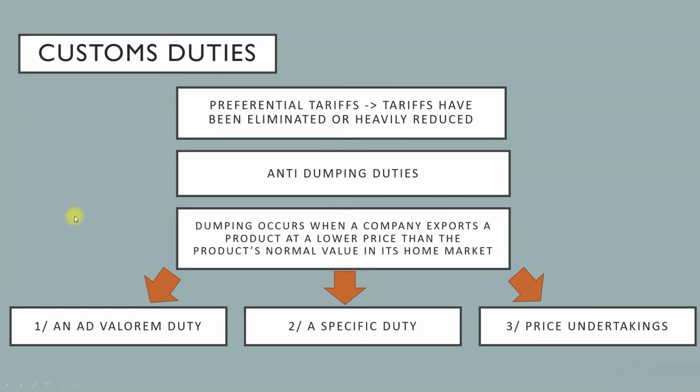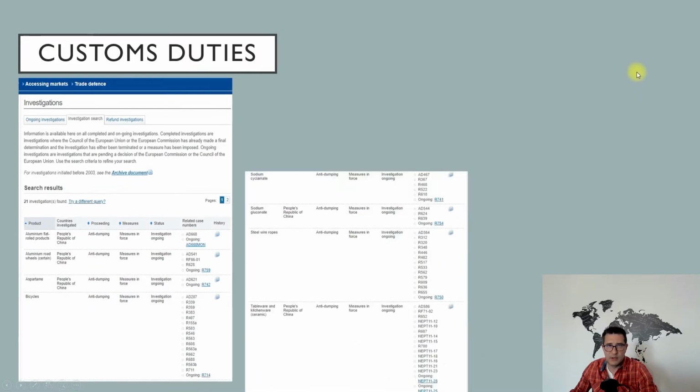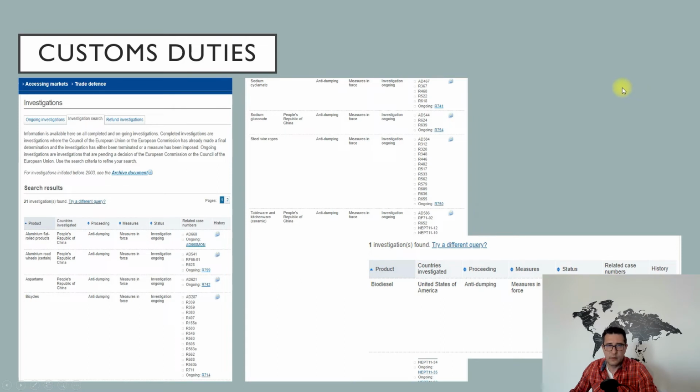And here, guys, just for the fun of it, I will put a couple of examples of the current investigations active in the European Union, from tubes and pipe fittings to aluminium flat roll products and bicycles, as in the case with China, to biodiesel, as in the case here with the United States.